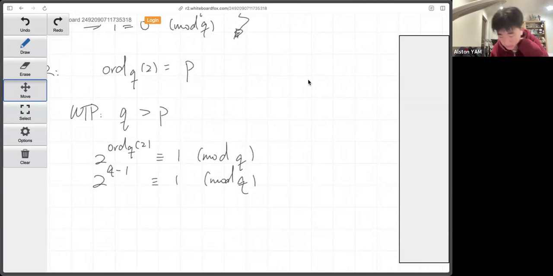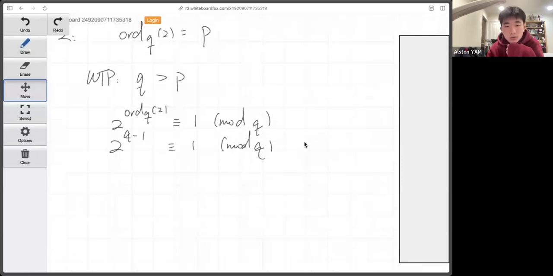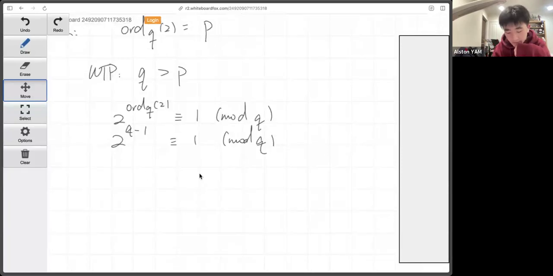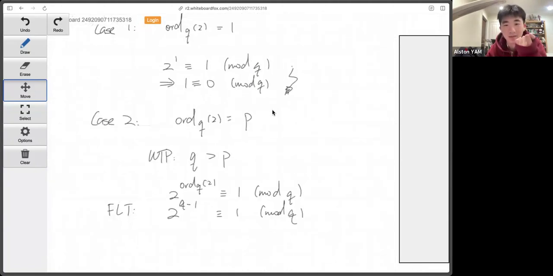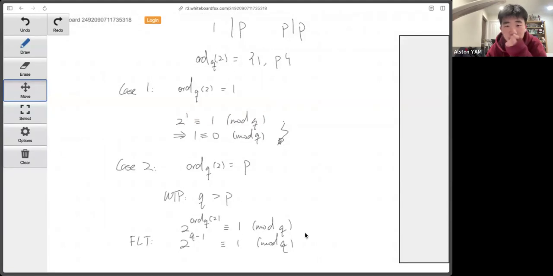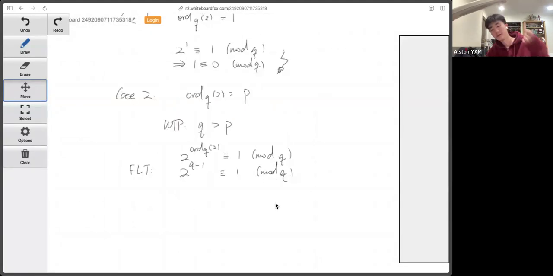Okay, right, yeah, cool. So what I wrote down here is actually FLT. And I forgot about this part of the proof. I was thinking about this part before, but it's okay. So we have FLT here. Well, what do we know?